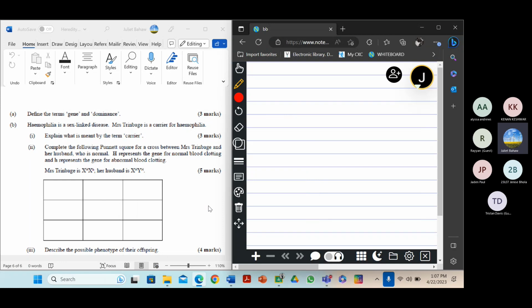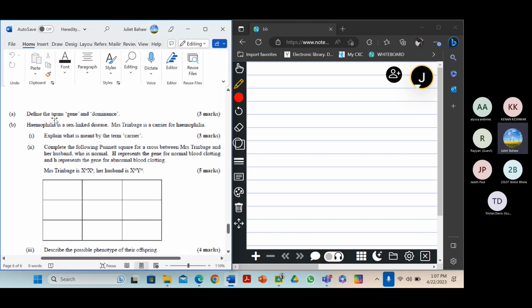Okay, so this was the last question in your genetics worksheet number 2. This one has to do with sex-linked disease, and we all are familiar with once it's a sex-linked disease, we have to use the sex chromosomes in our working. So the first part, part 8, is just to define some terms, so you can get out your answers, be ready to answer and partake. All right. So number 1, define the term gene and dominance.